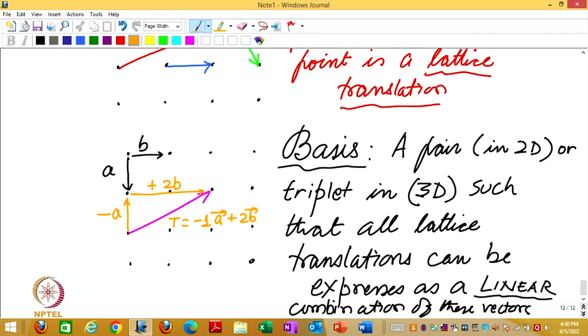When I gave the example of lattice translation, I should give some counter example also, that is, vectors which are not lattice translations. So, suppose I start from a lattice point and end here, this will not be a lattice translation. It will not take me from a point to a translationally equivalent point, it is not guaranteed. So, this is not a lattice translation.